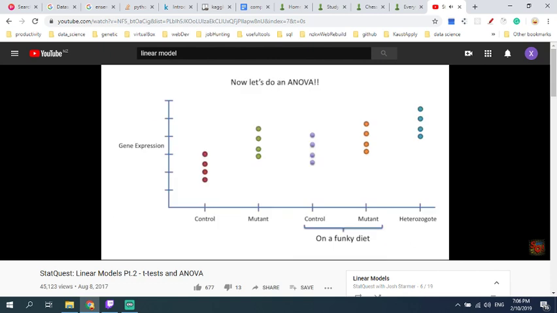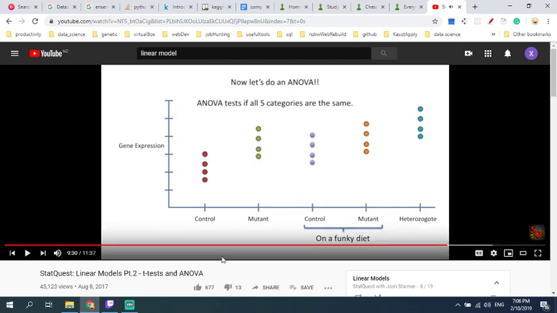Now let's do an ANOVA. ANOVA tests if all 5 categories are the same. Here we have control and mutant mice just like before, but we also have control and mutant mice on a funky diet, and we also have heterozygote mice.